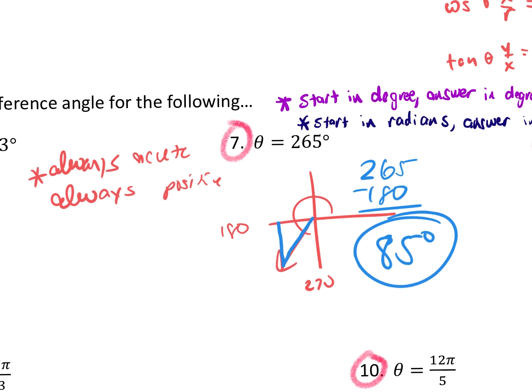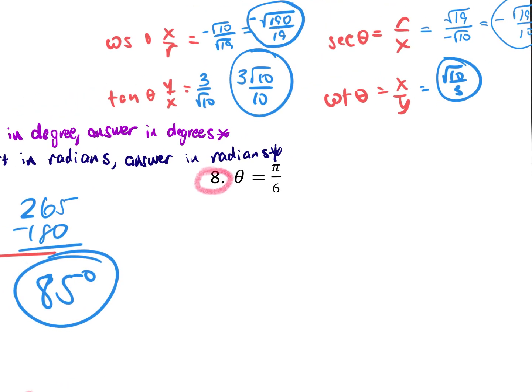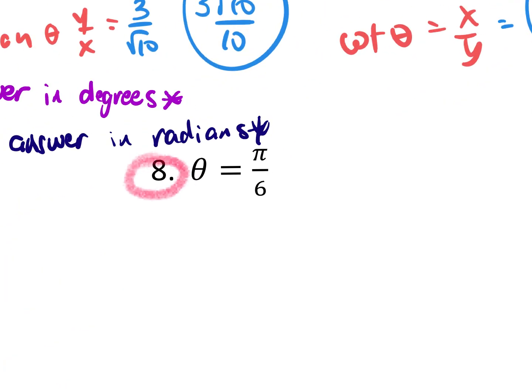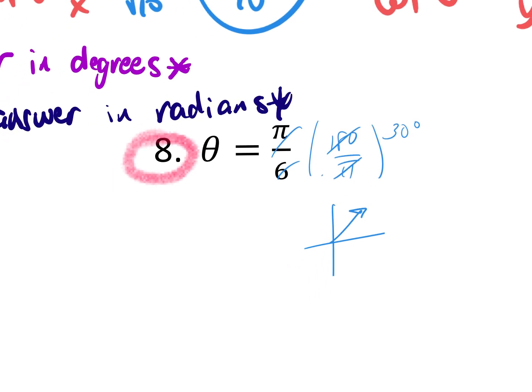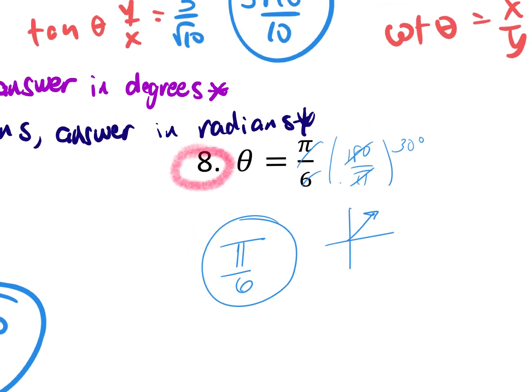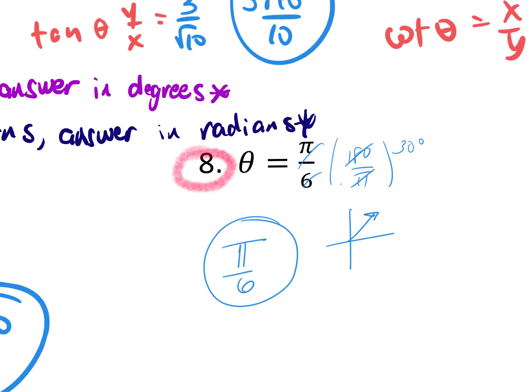Let's look at the next one. We're starting off in what? Radians. So we need to end up in radians. Since we think better in degrees, I'm going to convert it. So this becomes what, 30 degrees? Well, where is 30 degrees, guys? In quadrant 1. What's the rule for quadrant 1? It's just that angle. So is my answer 30 degrees? No, what's my answer? Pi over 6. Why is my answer pi over 6 and not 30? Because we started in radians. Good.